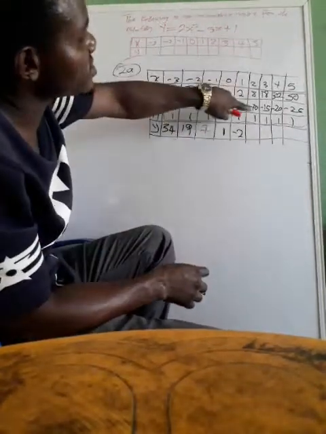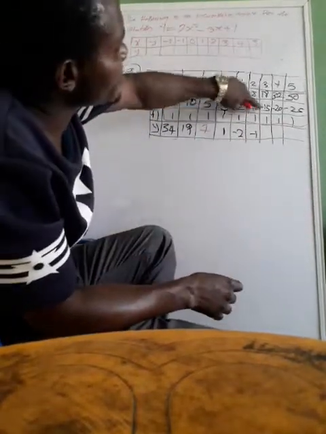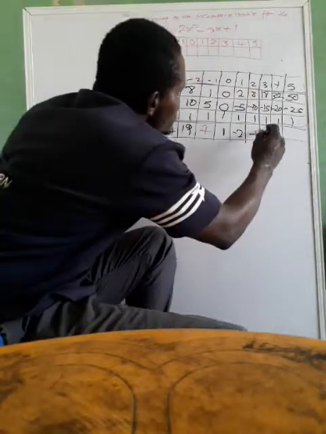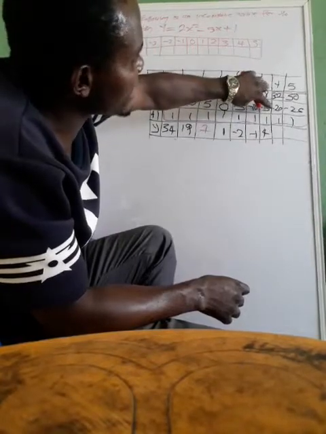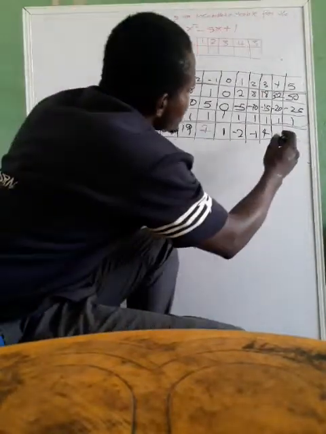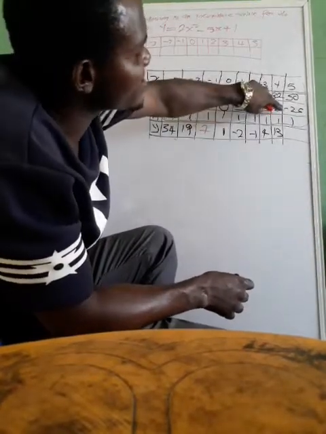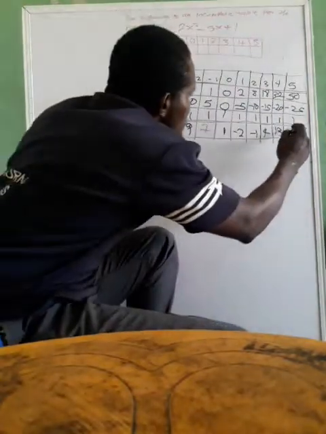Then 8 minus 10, that is minus 2 plus 1, minus 1. Then I'm having 15 minus 18, minus 15, that is 3 plus 1. This one is 4. Then 32 minus 20, that is 12 plus 1, that is 13. Then 25 minus 50, minus 25, that is 25 plus 1, that is 26.